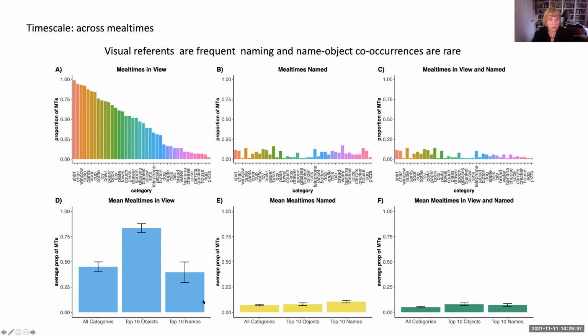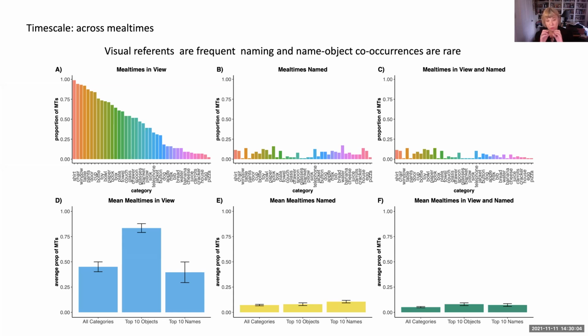By these measures, there's just one basic conclusion. Visual references are frequent. Naming is very rare. And that means that name object co-occurrences are rare, okay? Because the names just don't occur. They are, like all content words in produced language, sparse, sparse, sparse. And this is a known effect, okay?